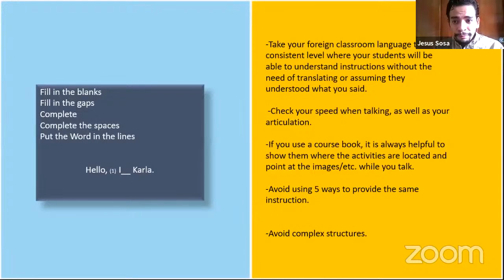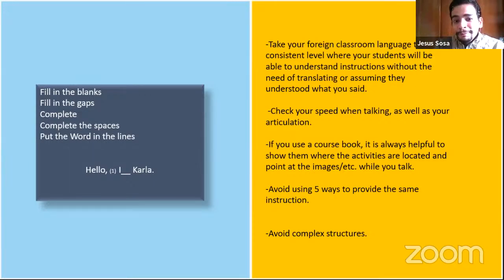If you use a course book, like most of us do, it is always helpful to show them where things are and where the activities are. Some of your students might also be using the online version of your books. So trying to have the book and the screen to see what you're sharing is helpful for them. If you get to show them, it's going to help them follow the instructions and be more sure about the place they are.